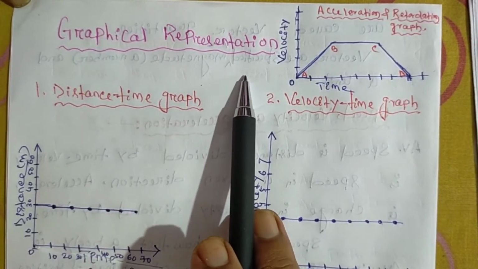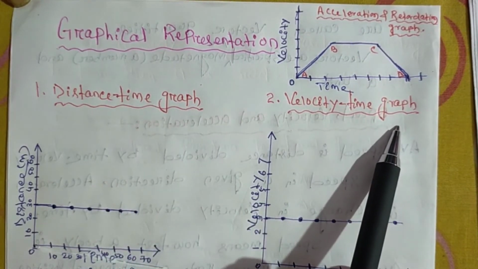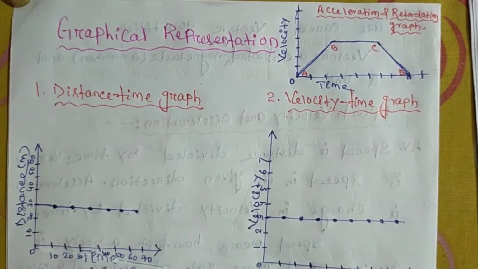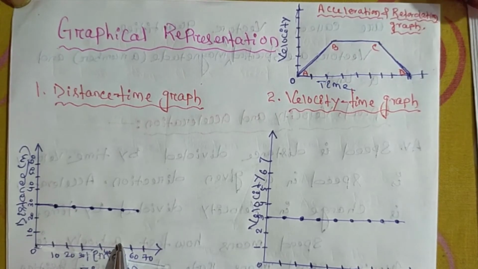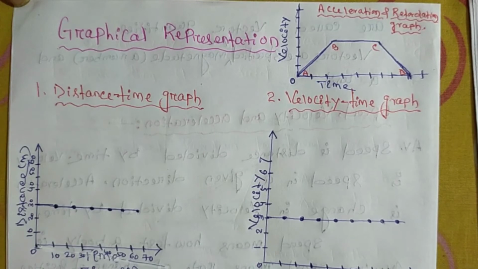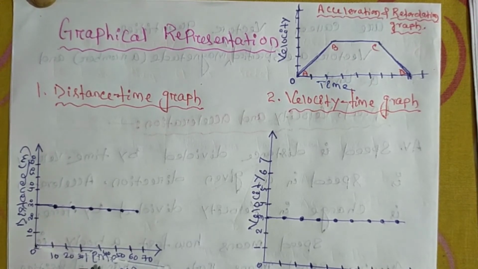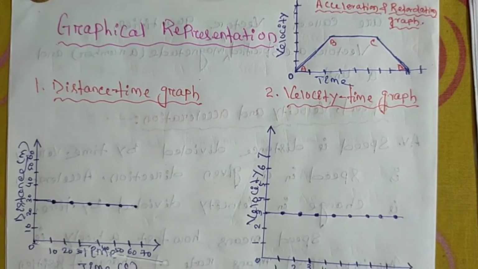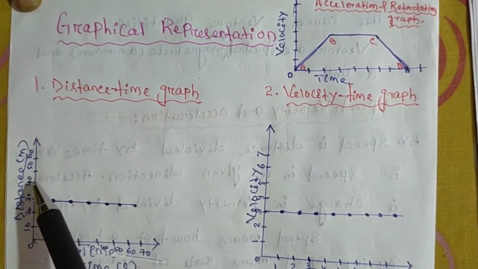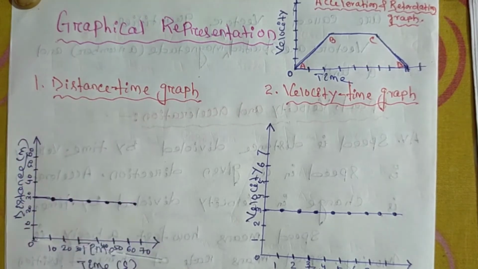Graphical representation: distance time graph and velocity time graph. Concentrate and you can clearly understand the fact. This is the distance time graph and this is the velocity time graph. In the distance time graph, we have taken time in the x-axis and distance in the y-axis. Suppose the time interval is 10, 20, 30, 40, 50, 60, 70, etc. in seconds. And the distance in meter is 10, 20, 30, 40, 50, 60, etc.